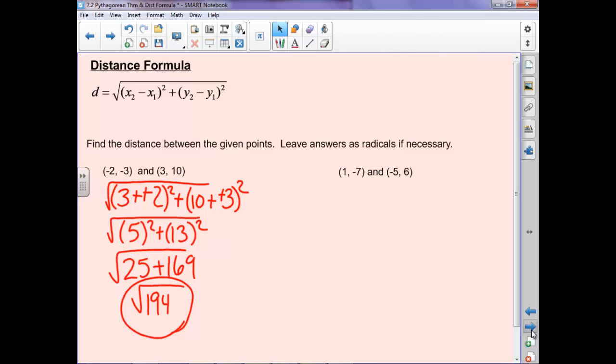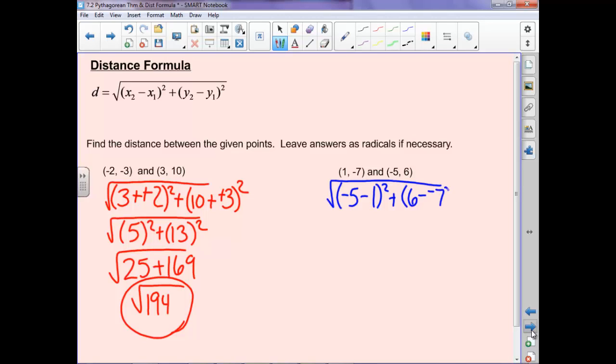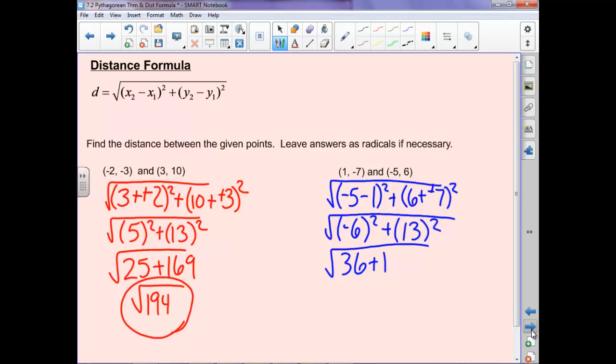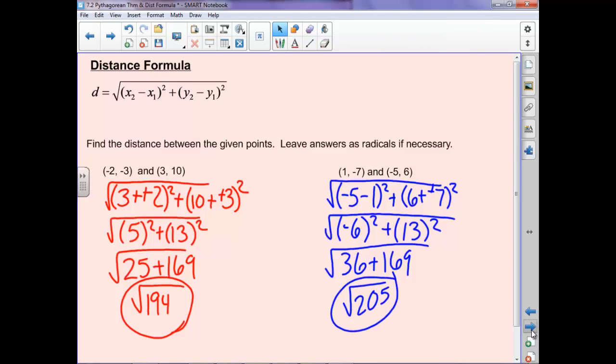On this next one, it's the same thing. Our second x minus our first x, quantity squared, plus our second y minus our first y, quantity squared. Negative 5 minus 1 is negative 6. 6 plus 7 is 13. Negative 6 squared is 36. 13 squared is 169. We get square root of 205. And that also cannot be simplified. And so we are done.